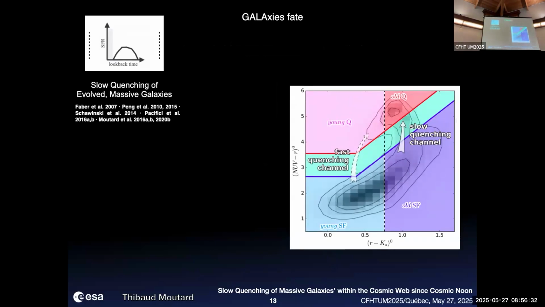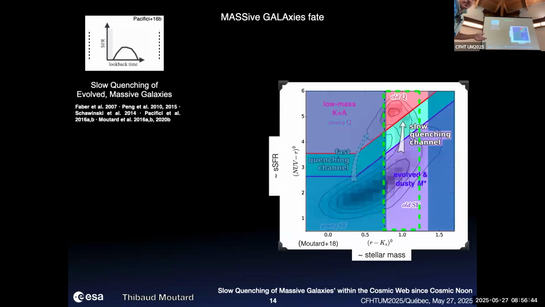But today, what I want to discuss is this quenching channel operating on massive galaxies, so galaxies with masses of about 10 to the 10.5 solar masses, and this operates at fairly low redshift. Again, it's a slow process, and since it's slow, it requires time to be operating.